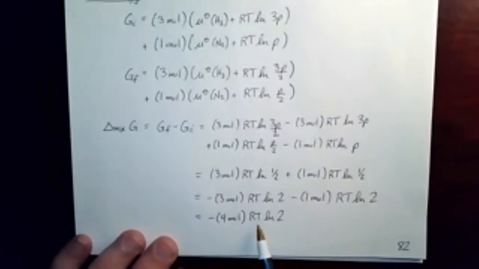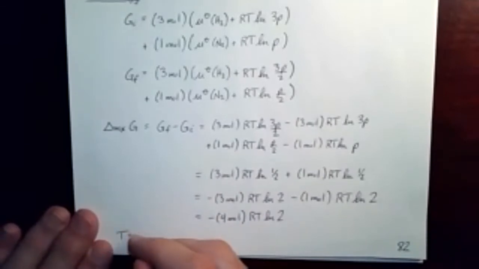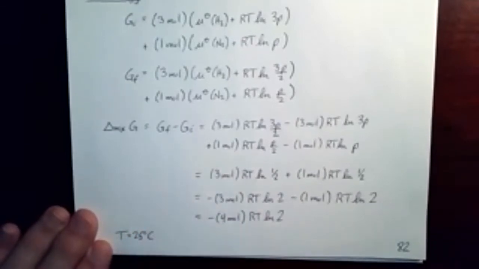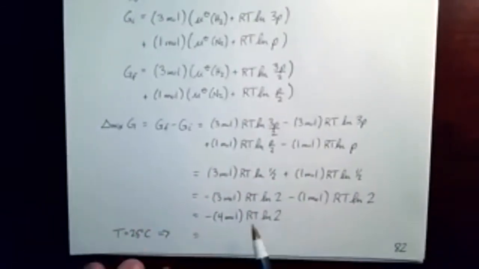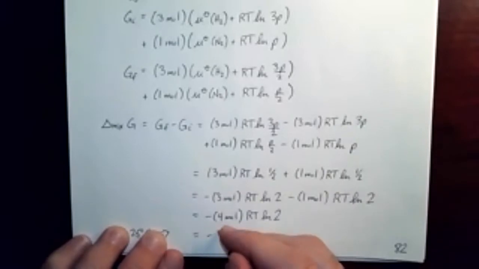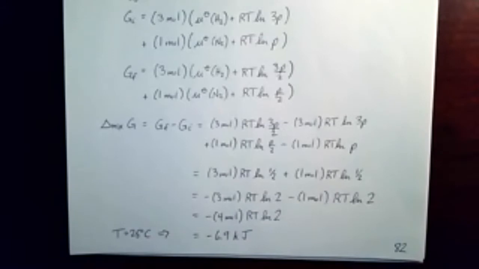Now I can compute the results. Let's say the temperature was 25 degrees C. Then plugging in the numbers here, I get negative 6.9 kilojoules. So that was the change in the Gibbs energy when we mixed these two gases. I'm going to have you do a similar problem in the homework.